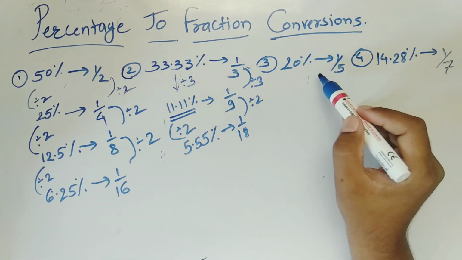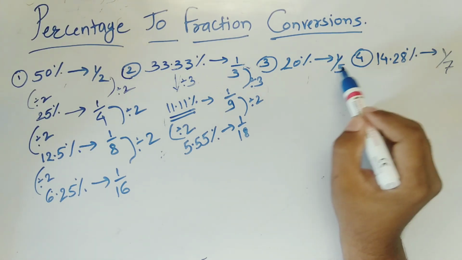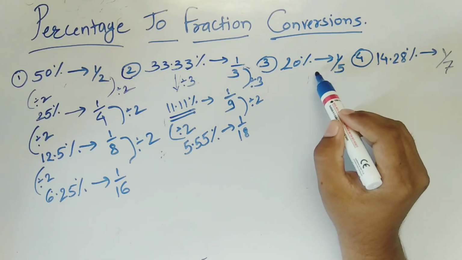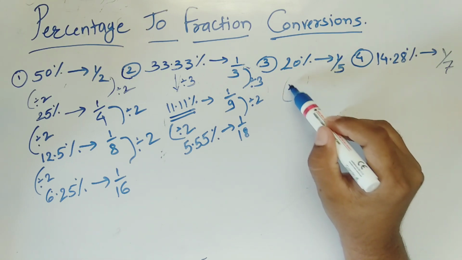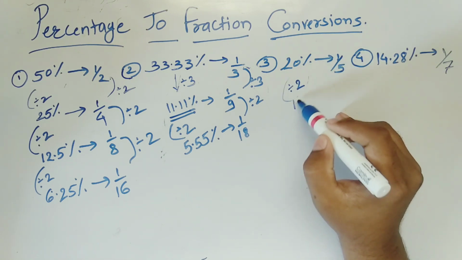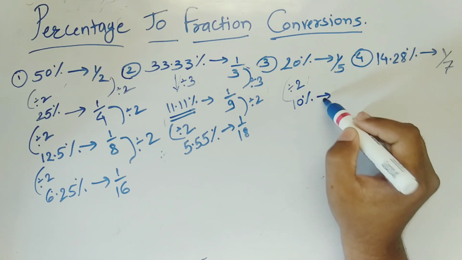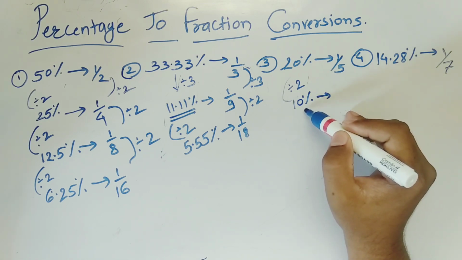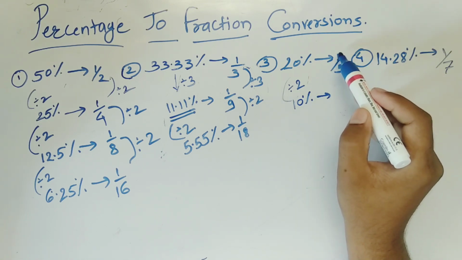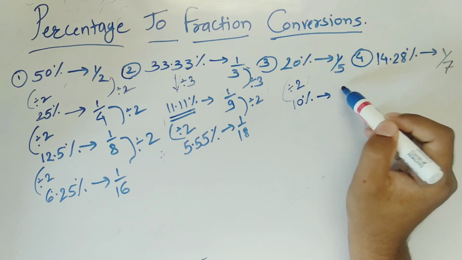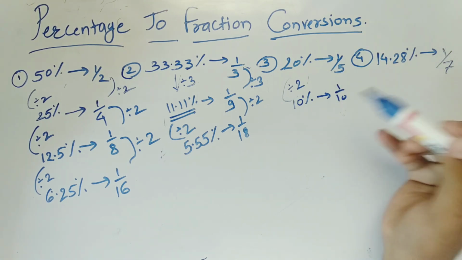Now consider this 20%, which gives us the ratio 1 by 5. When this 20% is divided by 2, we get 10%. So in order to calculate the fraction value of 10%, just divide this ratio 1 by 5 by 2, which gives us 1 by 10.